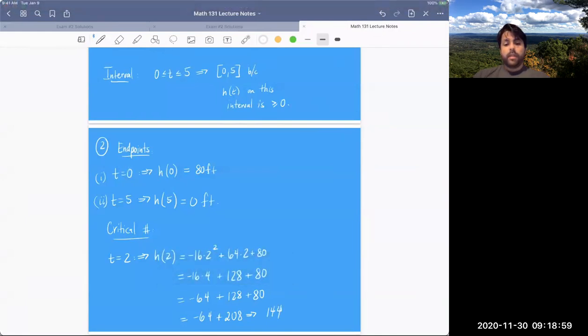Right? And then what do I care about? I only care about the maximum height. And the maximum height is 144. So then the stone reaches a maximum height of 144 feet. Done.